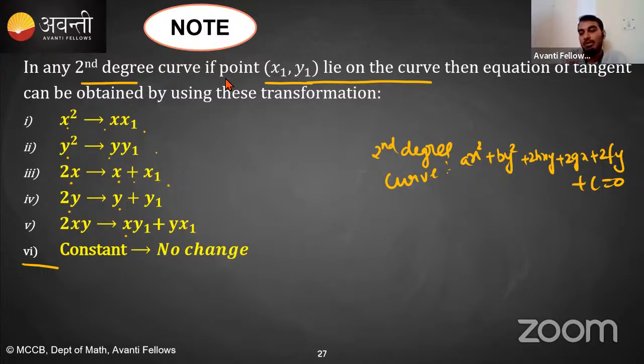This is the very important point: if a point x1 comma y1 is lying on a second degree curve, then the funda of obtaining the equation of tangent can simply use these transformations. Replace x square with xx1, y square with yy1, replace 2x with x plus x1, replace 2y with y plus y1, and replace 2xy with xy1 plus yx1, and there will be no change in the constant term.